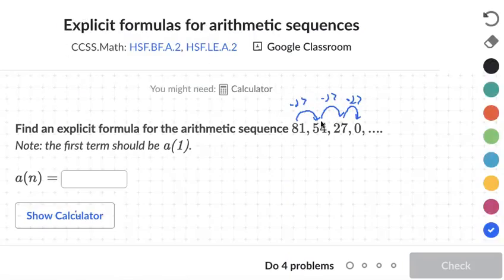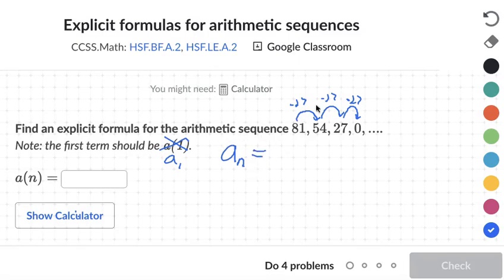Okay, so we have our common difference. Now we're trying to write our explicit formula for our sequence. I prefer to write my sequences a little bit differently. They have kind of like this function notation here. I prefer to write a sub n, where n is the term number we want. So I would write this as a sub 1, the first term. By the way, they're noting here that the first term should be term number 1, because some people start with term number 0, but they're saying don't do that. The first term should be term number 1.